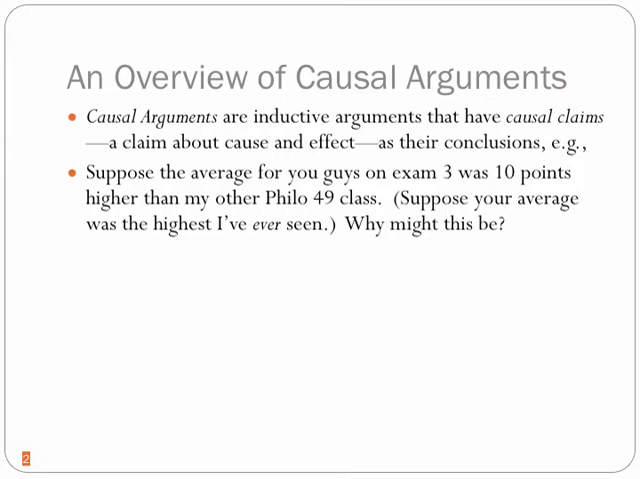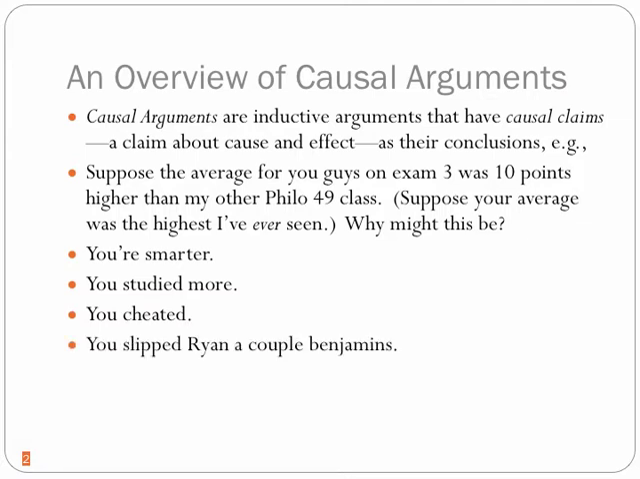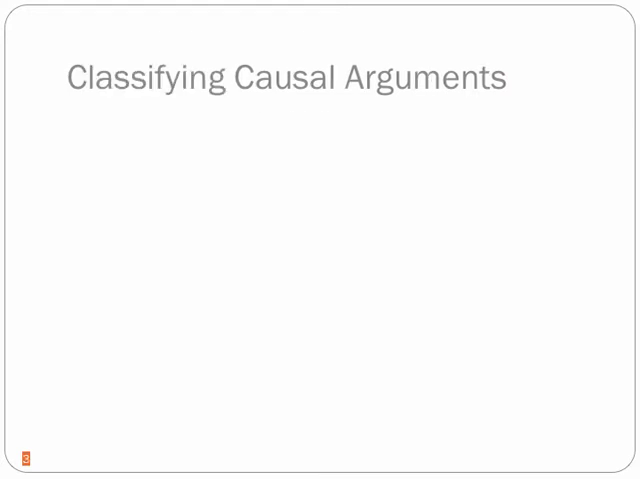Well, one factor or cause, maybe that section was just more intelligent. Maybe that section of students was just more diligent and you guys studied more. Maybe you guys were clever and you cheated. Maybe you bribed me, so you slipped me some $100 bills, the Benjamins. It could be all sorts of things. So we're looking for the cause of this average that was unprecedented. Okay, so that's the example of a causal argument.